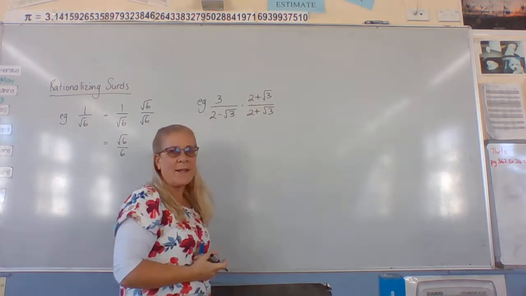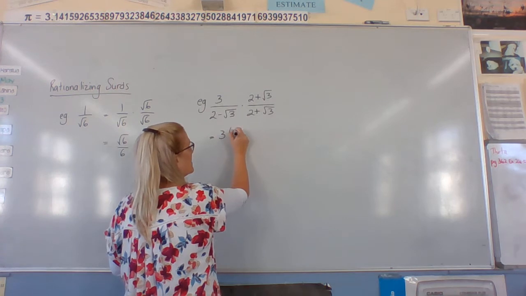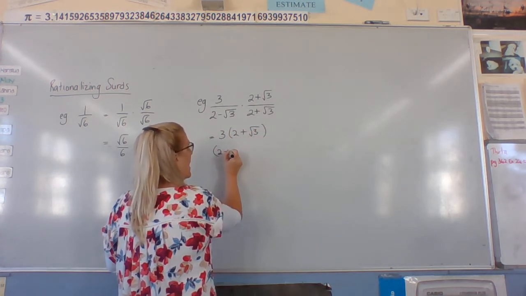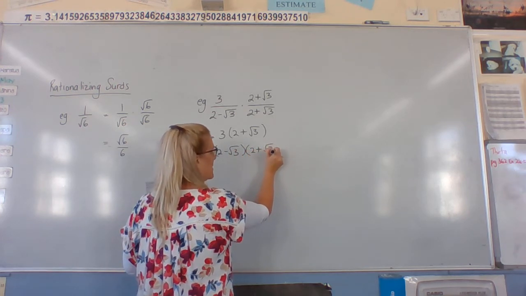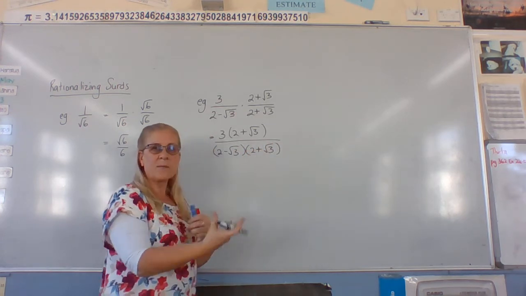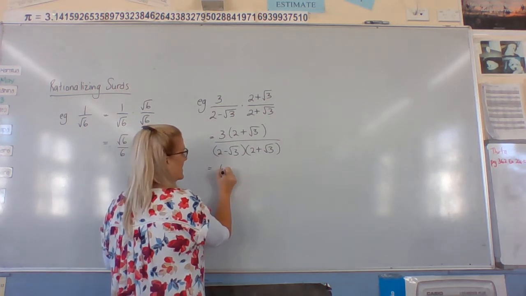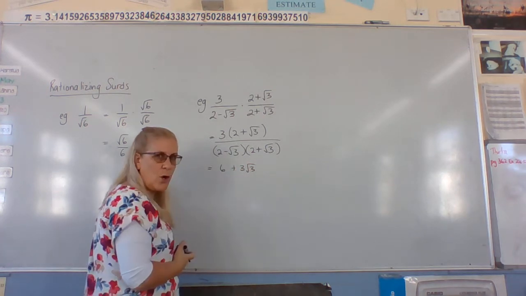Again, that's 1. When we multiply this, we get 3 lots of 2 plus the square root of 3, and something that's very similar to a quadratic. It's where our quadratic multiplying out skills come into play. So the top of this is 6 plus 3 lots of the square root of 3. Now we're allowed the square root on the top.